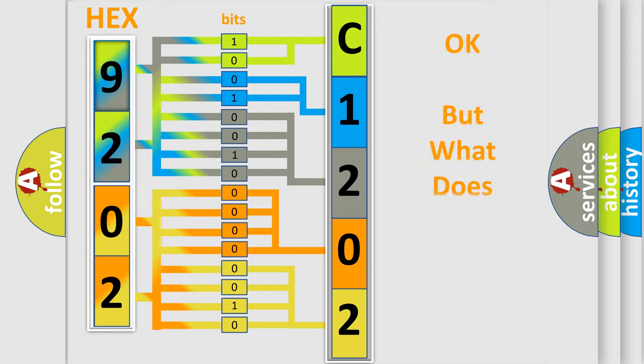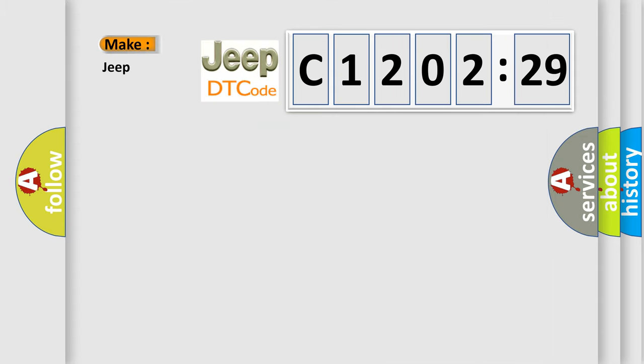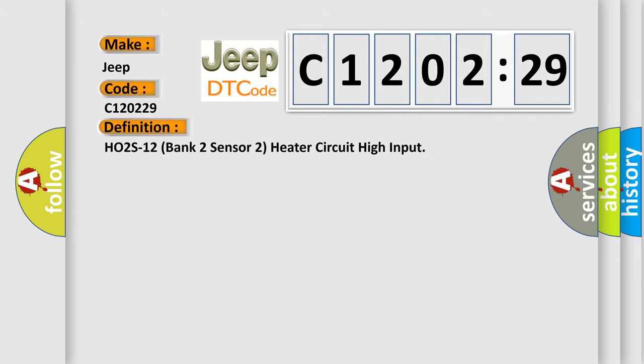The number itself does not make sense to us if we cannot assign information to what it actually expresses. So, what does the diagnostic trouble code C1202-29 interpret specifically for Jeep car manufacturers? The basic definition is HO2S12 bank 2 sensor 2 heater circuit high input.